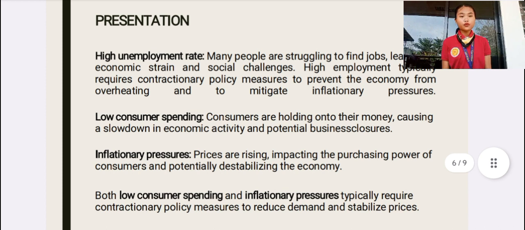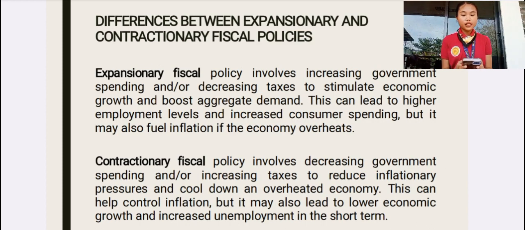So now let's move to the next topic, which is the differences between expansionary and contractionary fiscal policies. What is expansionary fiscal policy? Expansionary fiscal policy involves increasing government spending and decreasing taxes to stimulate economic growth and boost aggregate demand. This can lead to higher employment levels and increased consumer spending, but it may also fuel inflation if the economy overheats.